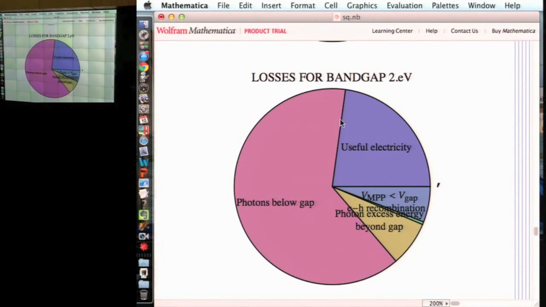So over here is showing the case of 2 eV. Again, the number of photons which are below the gap, that pink slice, has further increased. The number of photons which are beyond the band gap has squeezed out, and that recombination, the green slice, has squeezed out as well, because I'm using a higher band gap material, so there's way less radiative recombination happening. Is that clear?